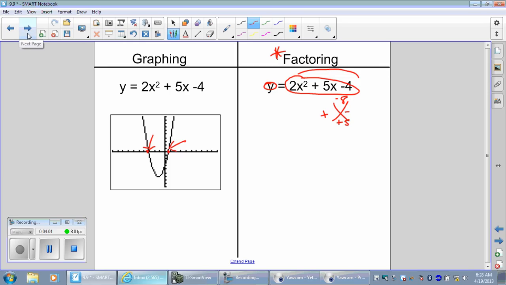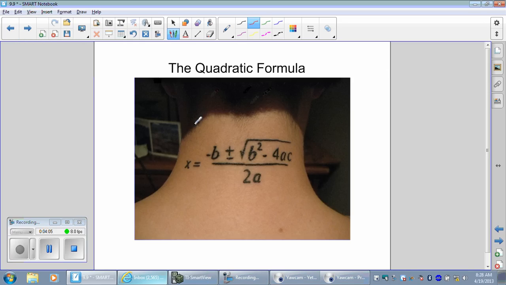Now, if you're about your age, some of you start thinking, well, wouldn't it be cool to have a tattoo? Now, if you're going to get a tattoo, maybe this is the one you get, right? And obviously, I'm just kidding. But, all right, the quadratic formula.